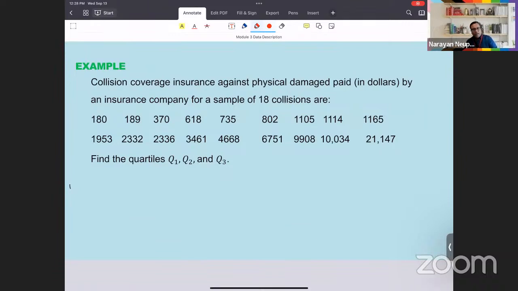So here is the example: collision coverage, insurance against physical damage, paid in dollars by an insurance company for a sample of 18 collisions, are listed here. So I have the 18 data values there.